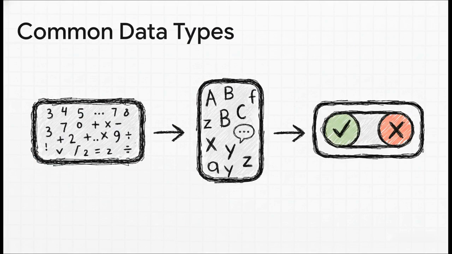So what kind of information are we putting in these containers? Well, for the most part, it boils down to these three basics. We've got numbers for doing math. We have strings, which are just any kind of text. And then we have Booleans, which are basically just simple on or off switches, just true or false.